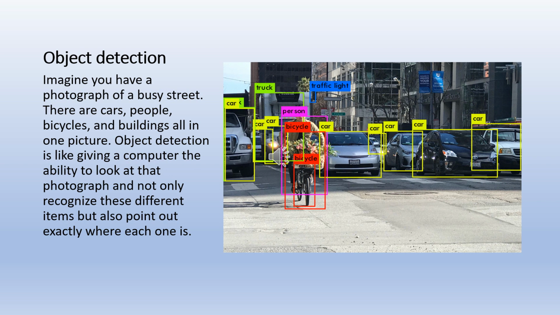So basically, what is object detection? Imagine that we have a photograph like this of a busy street. There are cars, people, buildings. Object detection is like giving a computer the ability to look at the photograph and not only recognize these different items, whether there is a car, a person, a building, but also point out exactly where each one is.